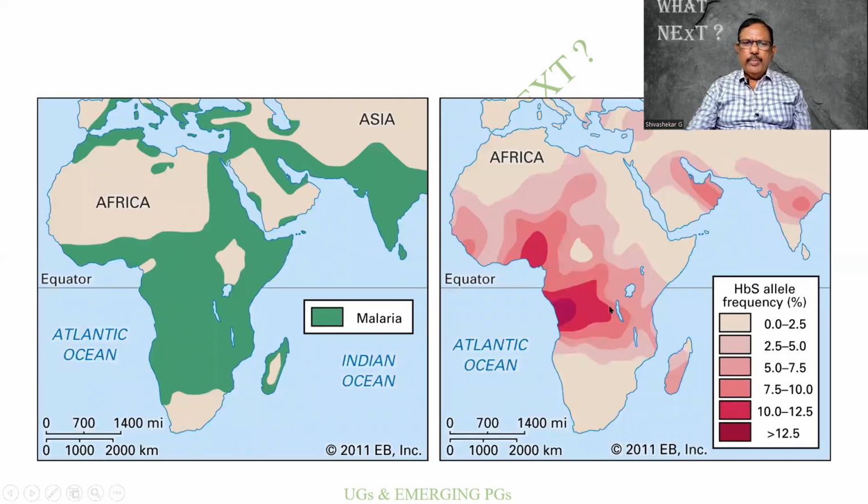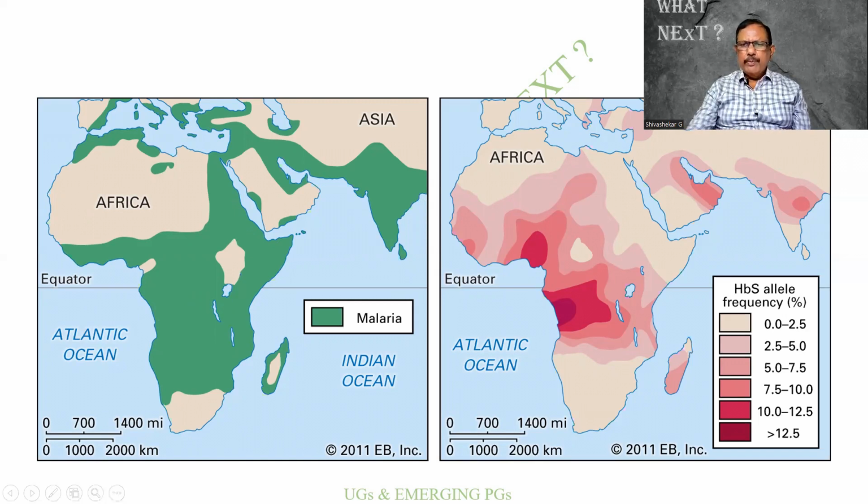I hope that you are able to recognize part of Asia, Africa, and then the Mediterranean Sea, the countries to the north of it. So you find in these regions, malaria is more common, falciparum malaria particularly. And this is supposed to be having a close association with sickle cell anemia.